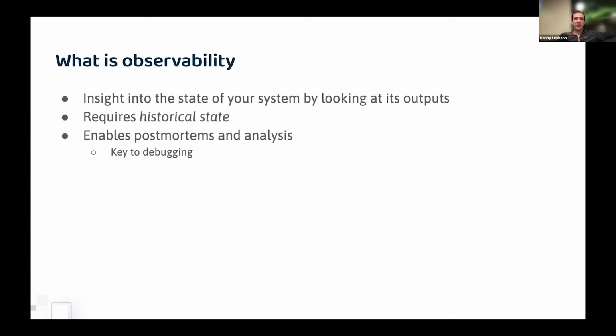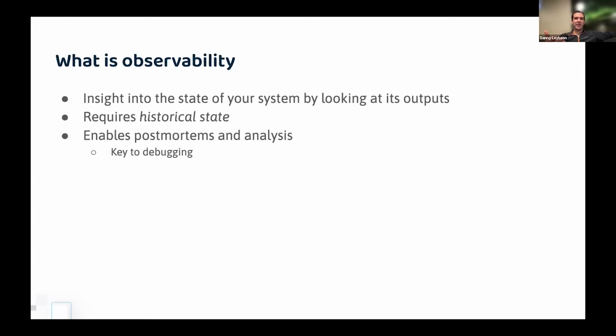So one thing that observability, of course, requires is historical state, right? We need to be able to track changes in the system, in our case, track changes in our model, which requires us to be able to look back over time at the performance, at the predictions being made, at all of these different components of our machine learning system. And all of that creates historical state that we can compare our present state to. So importantly, what observability does, what this insight into the state of the system does, is it allows you to do postmortems, and it's really the key to debugging, right? Because in order to debug, in order to figure out what's wrong and solve whatever the problem is, we need to be able to understand the problem and understand the cause of the problem.